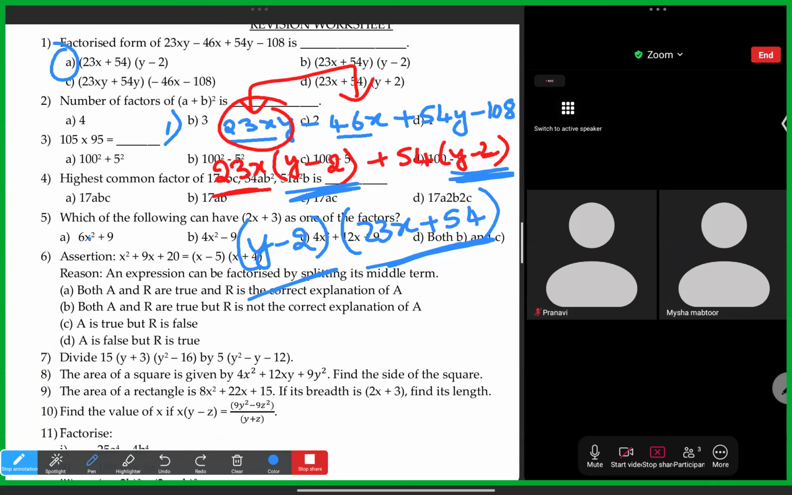Shall I delete this? Yes, sir. So Maisha, I'm deleting. So the answer is A, the first option.